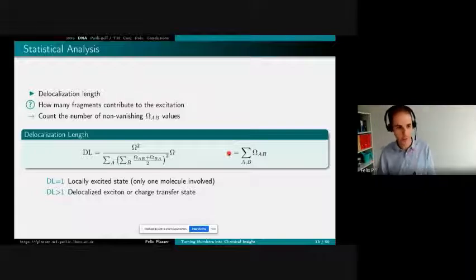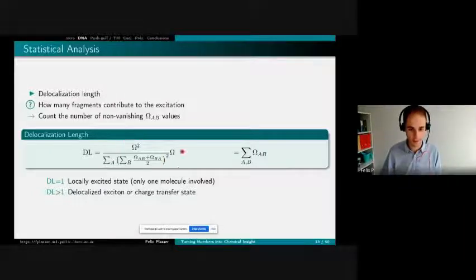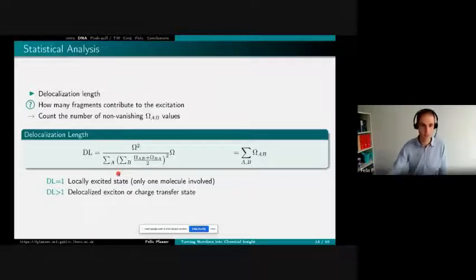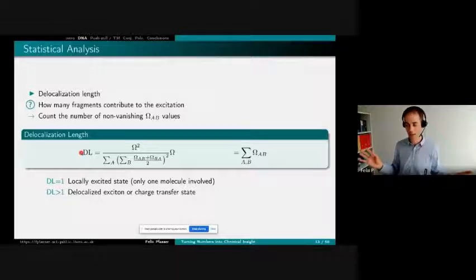But anyway, the point is, if you look at this formula without this extra omega, which is just a normalization factor, then you can see if just one molecule is involved, let's say if just one of these elements is not 0, then we're going to have 1 for the delocalization length, and if you have 2 or 3 bases involved, then this delocalization length is 2 or 3. So then we have a continuous measure that tells us how many bases are involved in the excited states, and that's something that people have debated about for a long time.